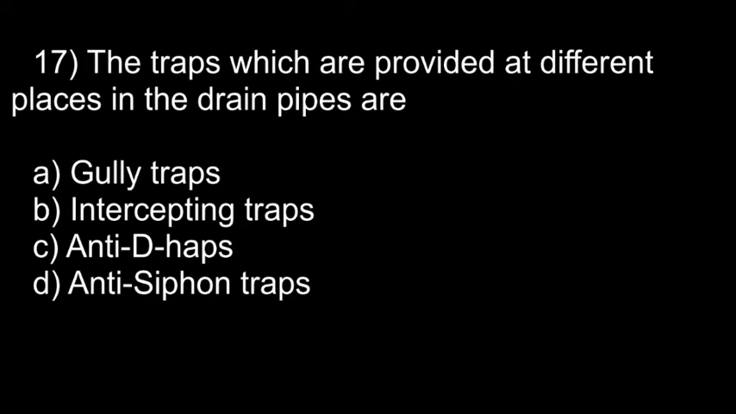Now one more term, that is vent pipe. A vent pipe is installed for ventilation purposes. This pipe should be 1 meter above the roof level. Now let's move to the next question.